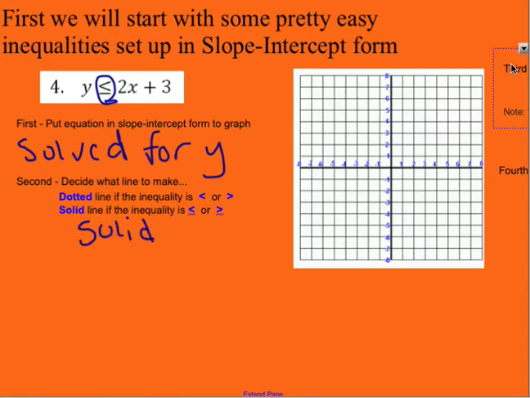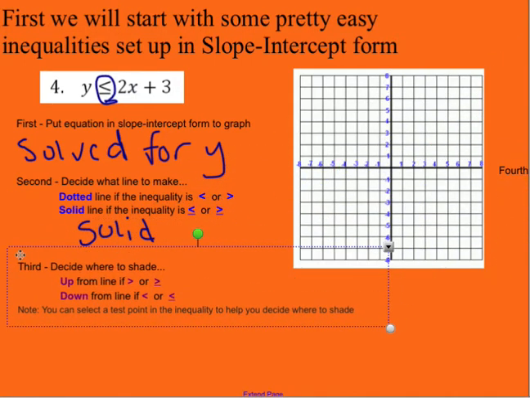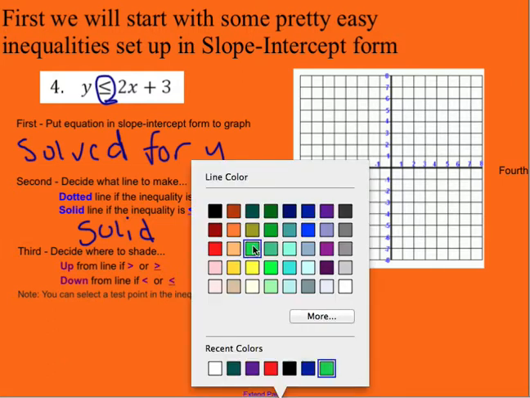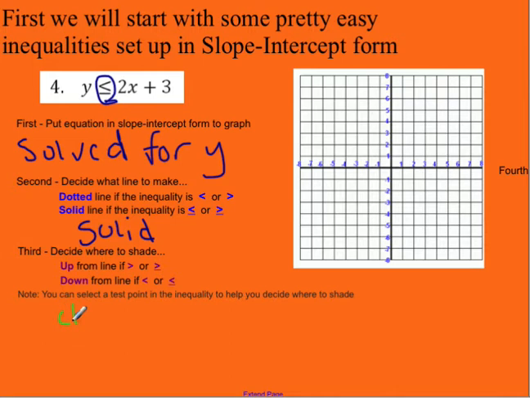Next, let's take a look at the third step. The third step, decide where to shade. So if it is greater than or equal to, I always say if the alligator is eating the y, then you're going to shade up. If the alligator is not eating the y, you're going to shade down. So I look at my problem in number 4, and my alligator's not eating my y, so I'm going to shade down.